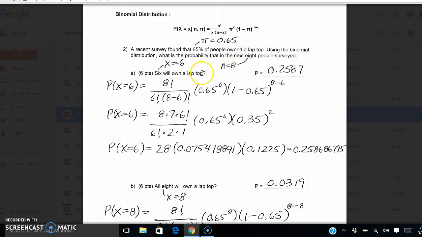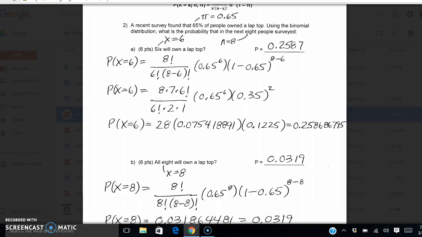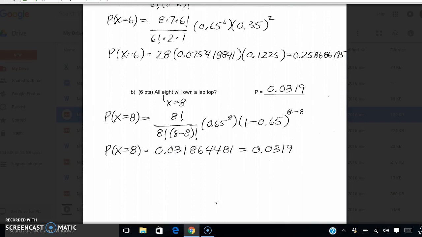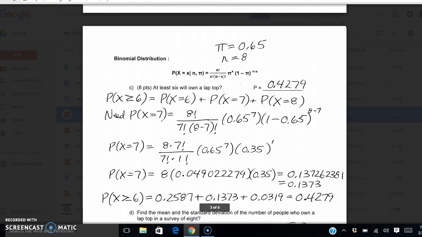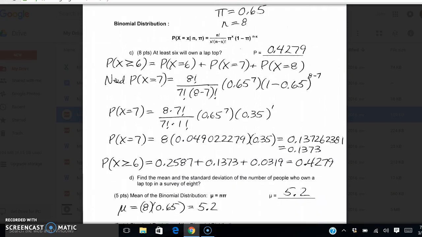In section A, we found the probability that 6 would own a laptop. X is equal to 6 here, and X is the number of events that we're interested in. 6 owning a laptop, and we found the probability to be 0.2587. In section B, we found the probability that all 8 will own a laptop, and that was 0.0319.